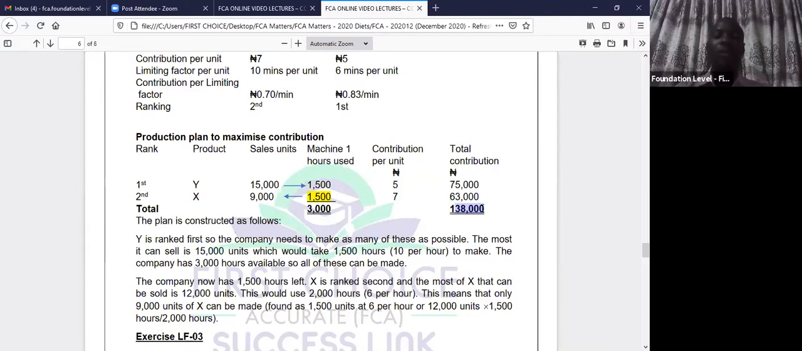Okay, so what should the company adopt? The company should adopt making product Y first. After satisfying product Y, then they can look for product X to satisfy using the available resources of machine hours.